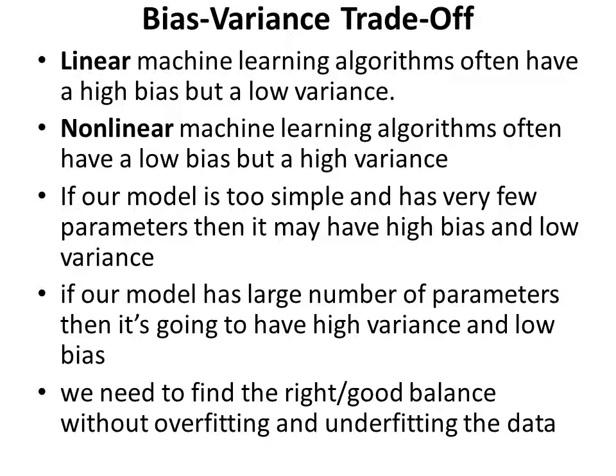If our model is too simple and has very few parameters, then it may have high bias and low variance. If our model has a large number of parameters, then it's going to have high variance and low bias. So when our model is very simple with very few parameters, there will be high bias and low variance. If our model has a large number of parameters, there will be high variance and low bias.